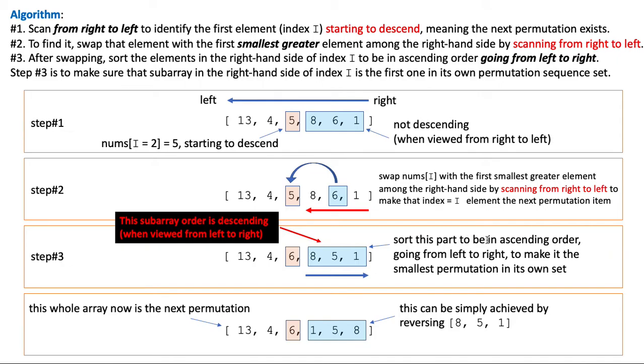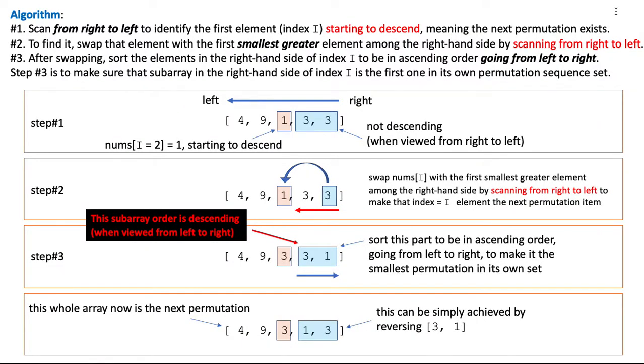And we want to sort this part to be in ascending order, going from left to right, to make it the smallest permutation in its own set. After we sort it, this can be simply achieved by reversing this 8, 5, 1. And this is guaranteed because 5, after swapping into this position, must be smaller than 6. So this part must be in descending order for sure. After reversing it, we have this 1, 5, 8. Now the whole array is the next permutation: 13, 4, 6, 1, 5, 8.